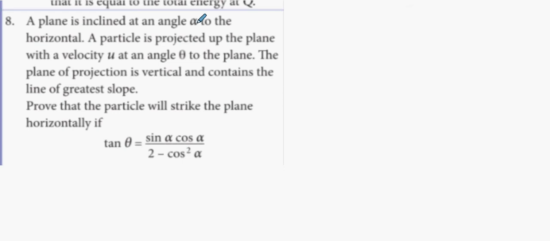A plane is inclined at angle alpha to the horizontal. The particle is projected up the plane with velocity u at angle theta to the plane. The plane of projection is vertical and contains the line of greatest slope. Right, that's grass is green, sky is blue, everything is normal. Prove that the particle will strike the plane horizontally if tan theta equals sine alpha cos alpha over 2 minus cos squared alpha. Alright, that's an interesting one.